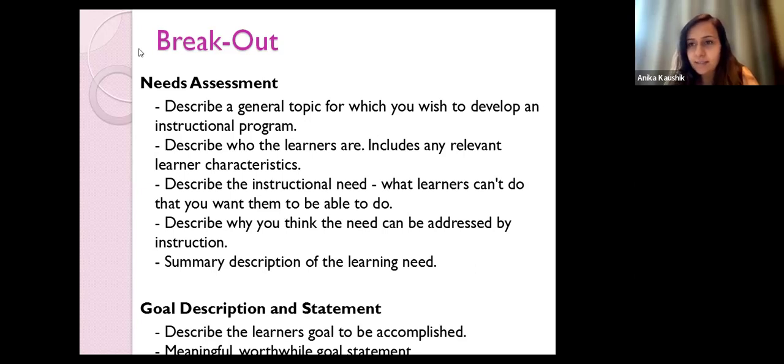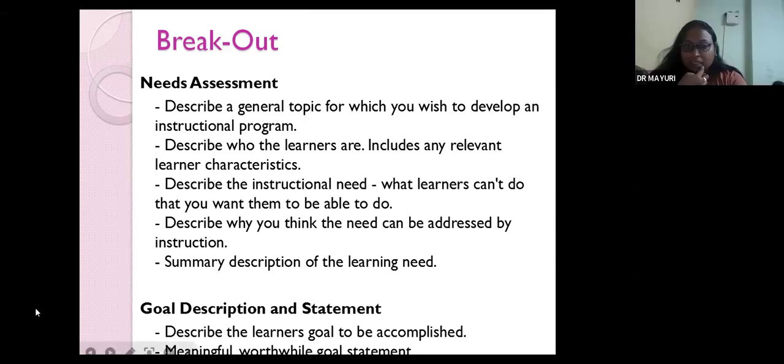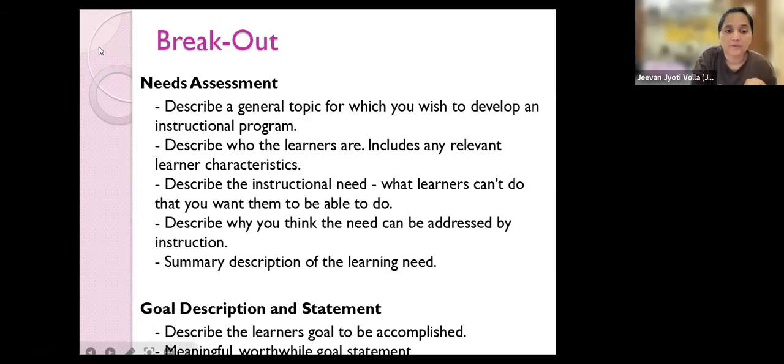I think that's it, guys. Anything else anybody wants to add? I think Jyoti can summarize the description of learning need. Yeah, Jyoti?